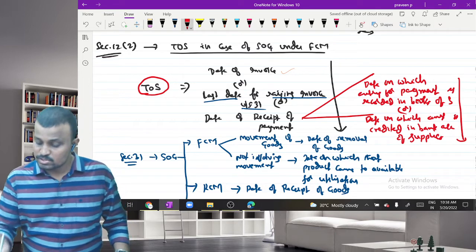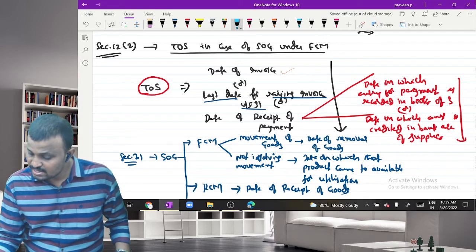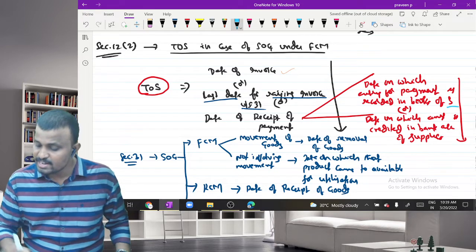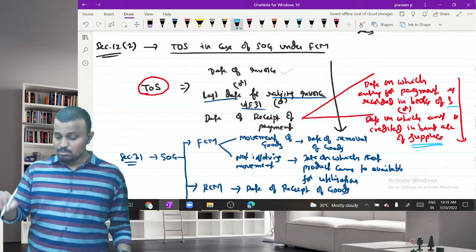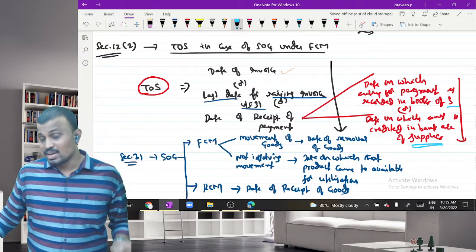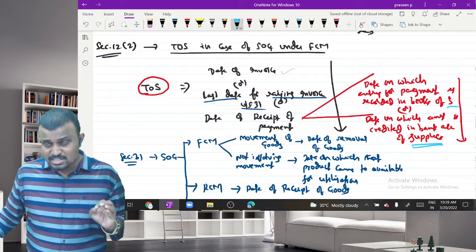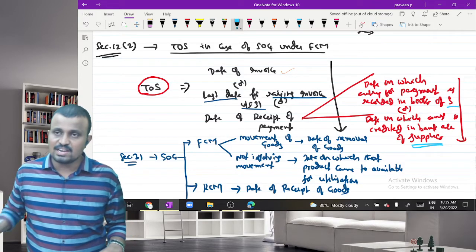The date on which the entry for payment is recorded in the books of the supplier, and the date on which the amount is credited in the bank account of the supplier, whichever is earlier, is said to be the date of receipt of payment.